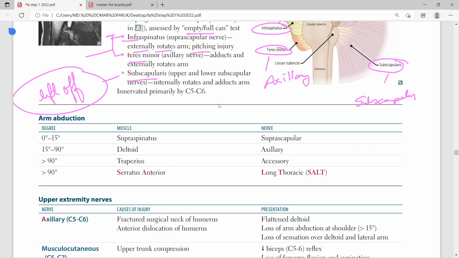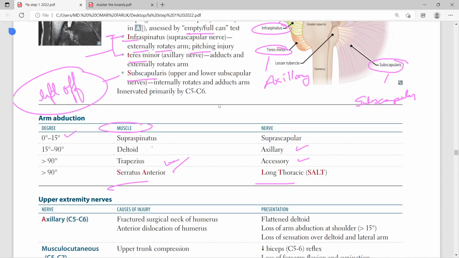Now, muscles and the nerves. Supraspinatus muscle is supplied by the suprascapular nerve, and the degree is 0 to 15 degrees. Deltoid is supplied by the axillary nerve, and the degree is 15 to 90 degrees. Trapezius is supplied by the accessory nerve, and serratus anterior is supplied by the long thoracic nerve. We are very familiar with that term, winging of the scapula.